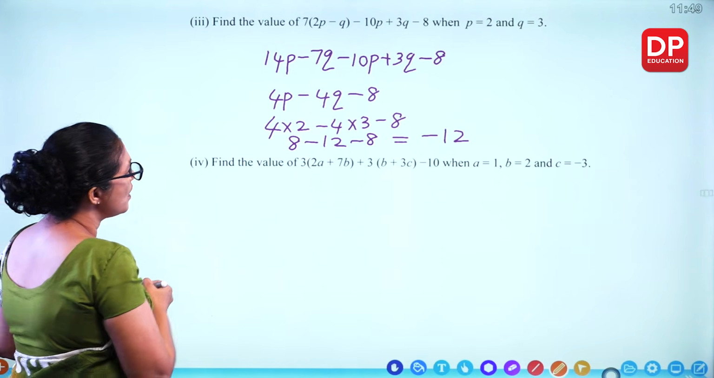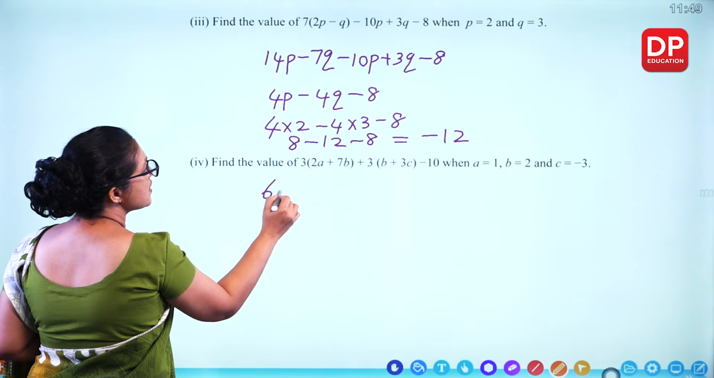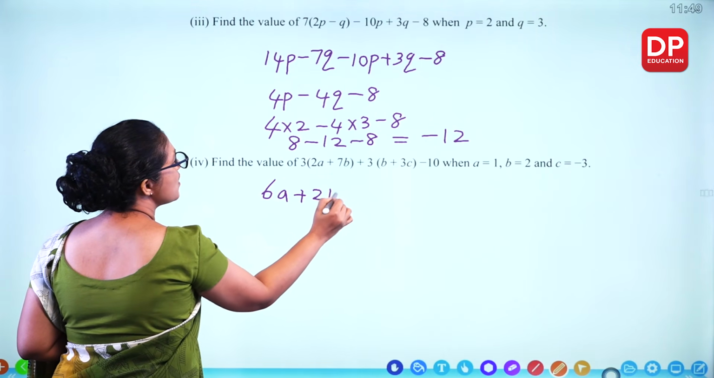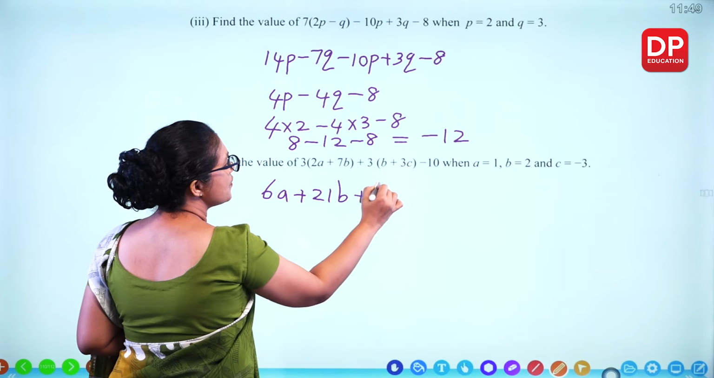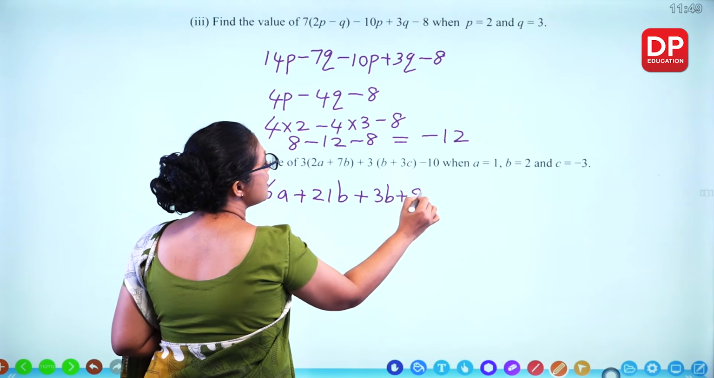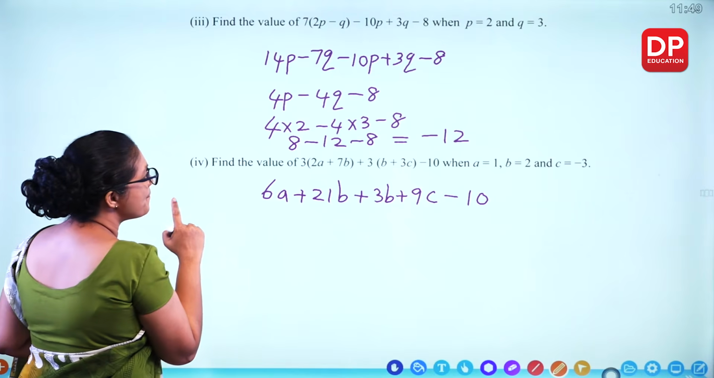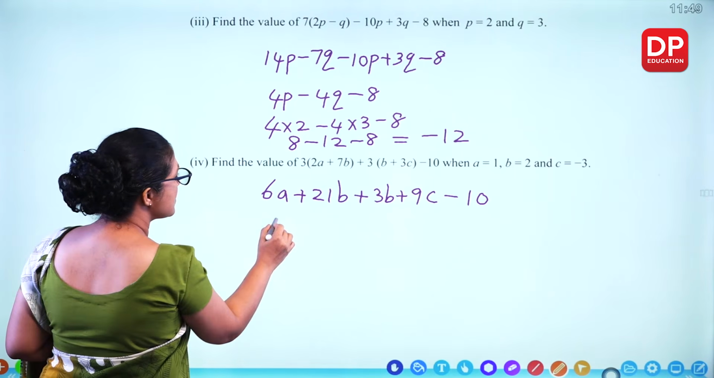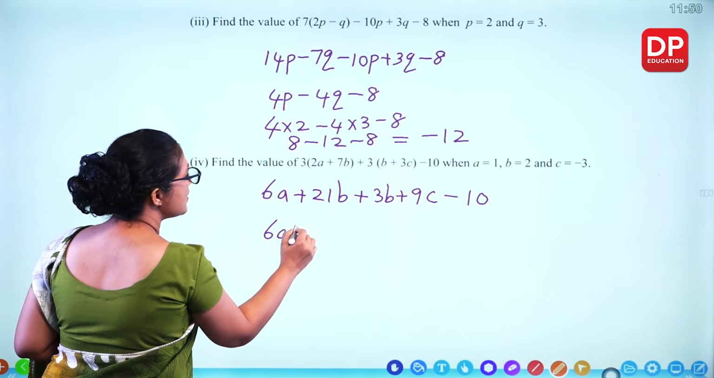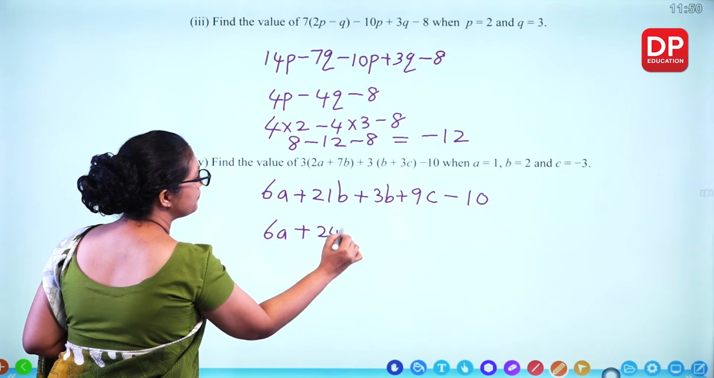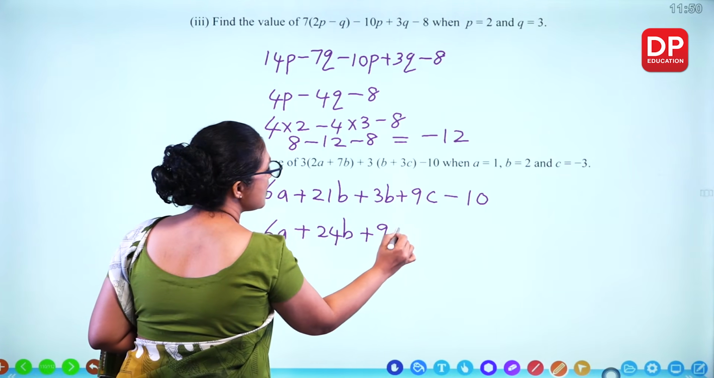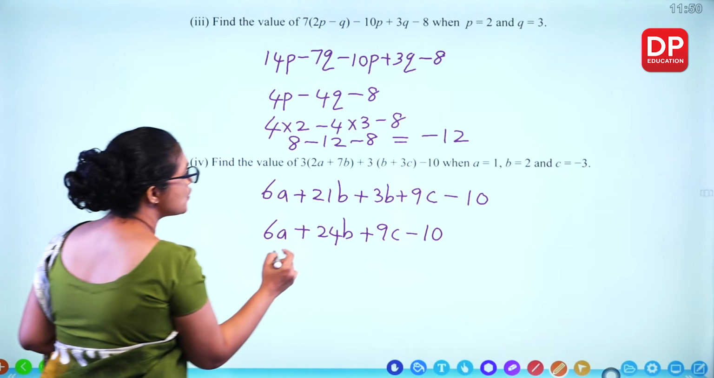Find the value of this one. 3 times 2, 6. 3 times 7, 21b. Here 3b, 9c, and minus 10 is there. Like terms simplify, you get 6a, 21 and 3, 24. 9c minus 10. Now substitute.